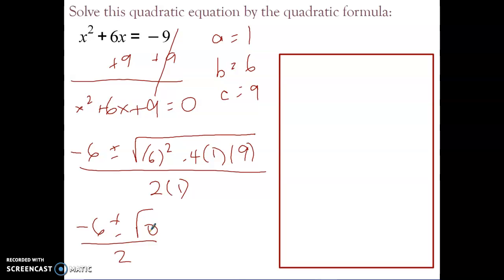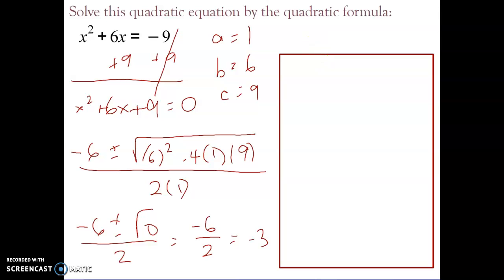Because negative 6 plus 0 and negative 6 minus 0, both are going to be negative 6. Negative 6 over 2 is negative 3. But remember, because of the 2 right here, we know that this has two solutions. It's just that both of the solutions are negative 3. I get the same solution twice. That's why it looks like two solutions.